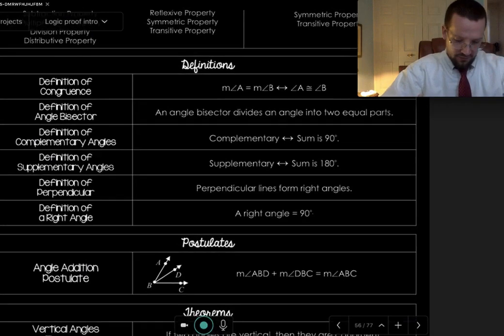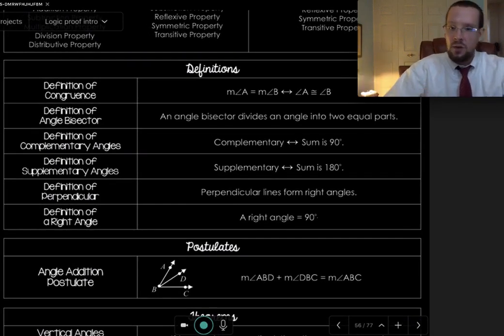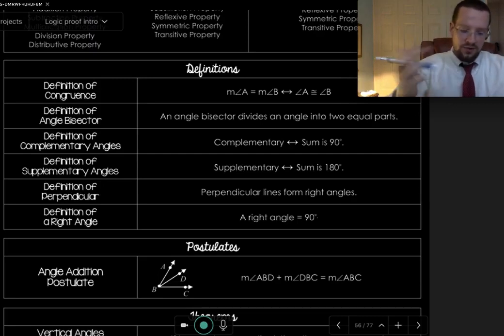What else? Theorems. So what I want you to do is, I'm going to have this available to you, maybe even try to print it, but I will have these available to you. So what I want to do is just go over them, right? I just want to look at what the definition of congruence looks like with an angle.